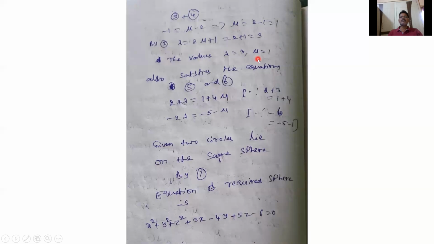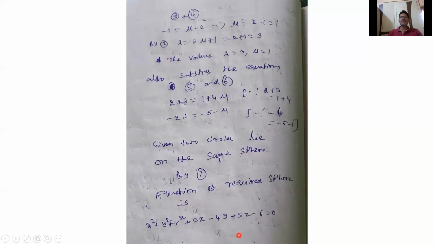So this way, these values also satisfy equations 5 and 6, because equations 5 and 6 are 2 plus lambda equal to 1 plus 4 mu, and minus 2 lambda equal to minus 5 minus mu.